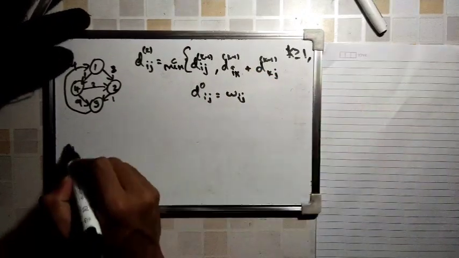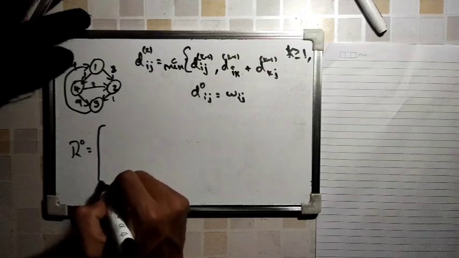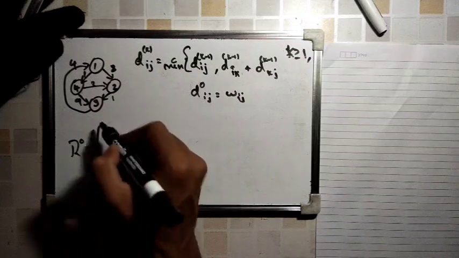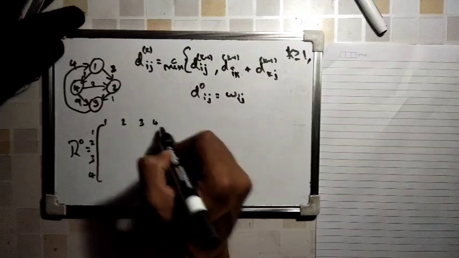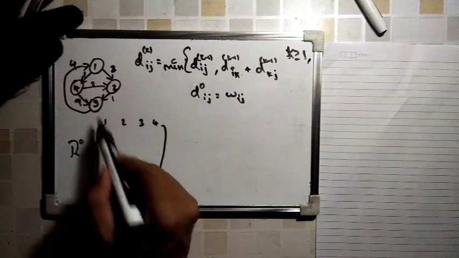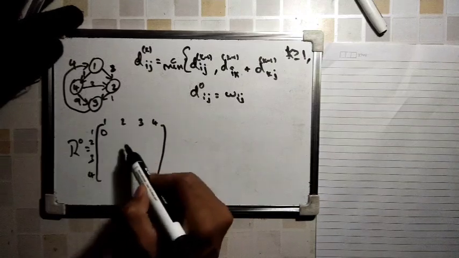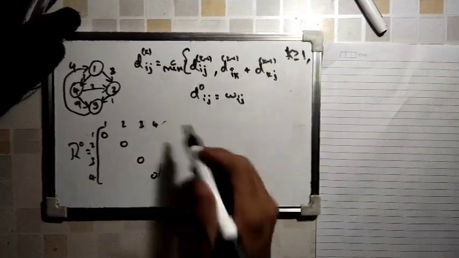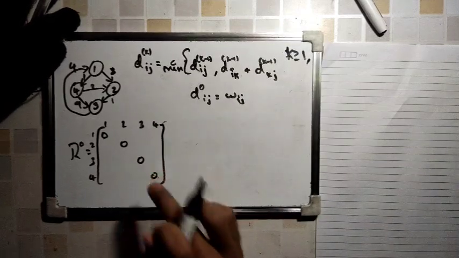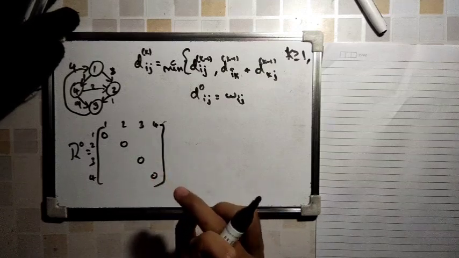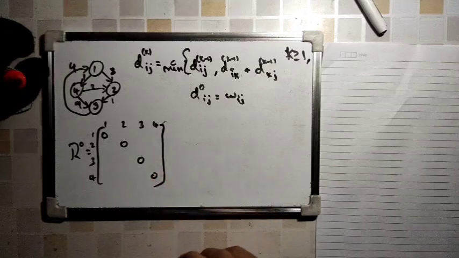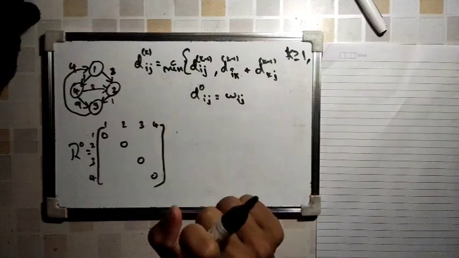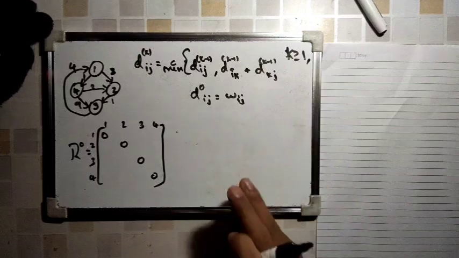Now first let me write my R naught here. I have to draw the matrix, 1 2 3 4. Now 1 to 1, so always note that the diagonal will be 0. This is a cost matrix, not a path matrix. Warshall's is a path matrix, and Floyd's is a cost matrix. In questions, sometimes they will only mention dynamic programming. If they have asked for a path, then you have to go for Warshall's. If they have mentioned cost, minimum cost, then you have to go for Floyd itself.